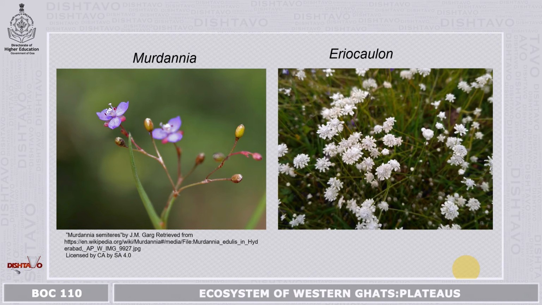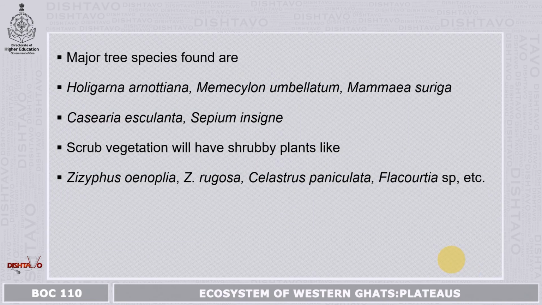These are again Murdannia, that is one Commelinaceae member, and Eriocaulon. So these are some of the common plants. There will be many more, very high diversity of plants you will find. These are just few examples. Major tree species are also found. There are Holigarna arnottiana, which is again endemic, Memecylon umbellatum endemic, and also Mammea suriga, that is again another endemic. So you will find endemic trees also in our lateritic plateau.